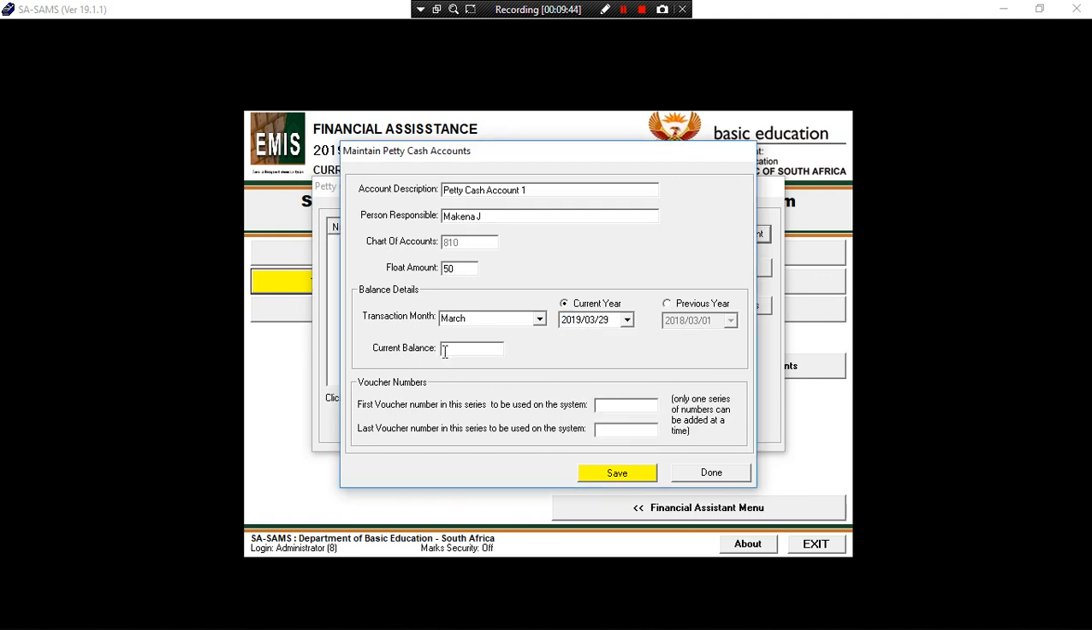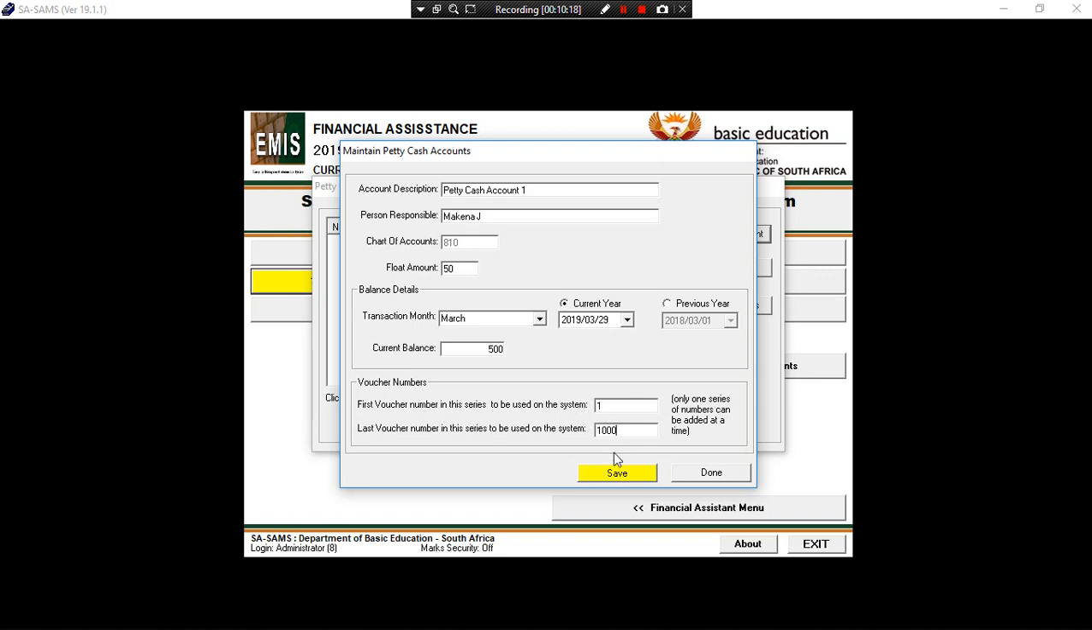How much money did we put there? We put 500. That is the current balance. The float amount would be 50 rand. And then this transacted on this day. Then what is our voucher number? We should have a book that whenever we transact, we indicate how much money was taken out of the petty cash. So we say the first voucher number in the series in the book would be number 1, and then that will be the number used on the system the first time we issue a transaction into the petty cash.